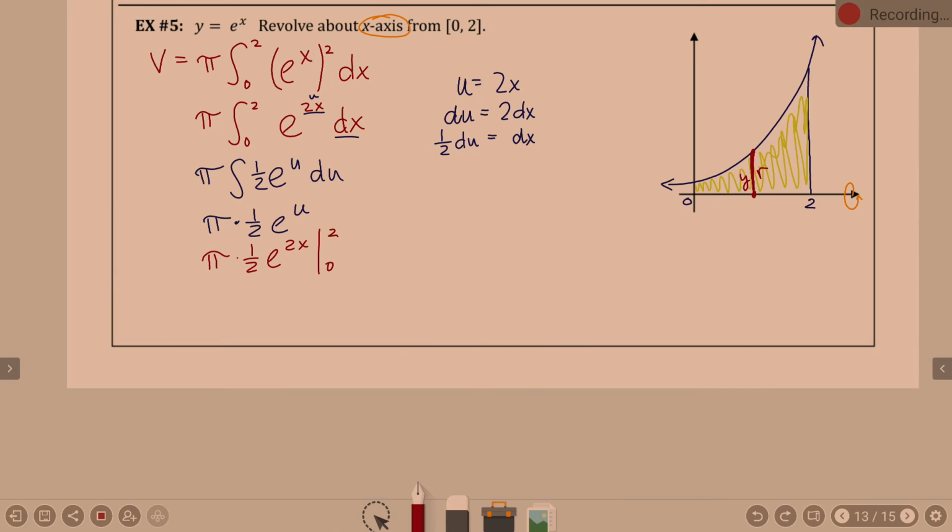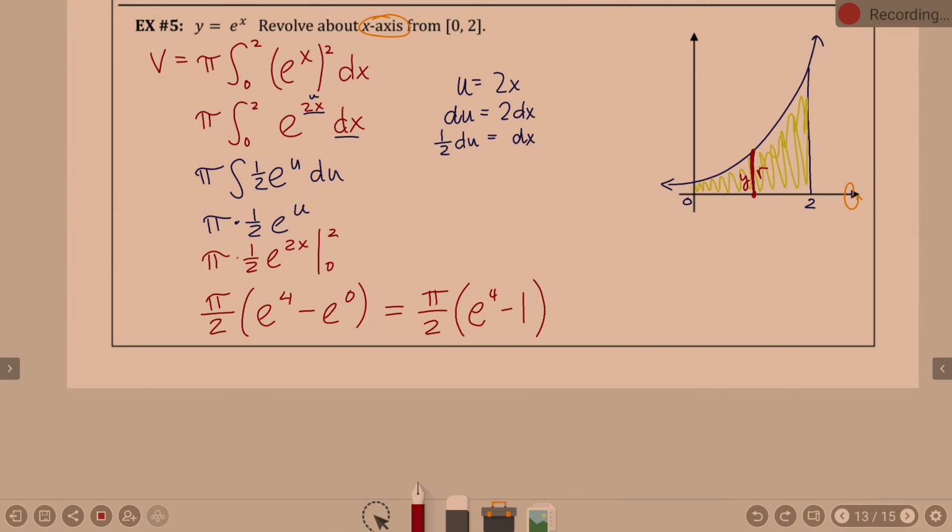Let's see, what do we have? A pi over 2. And then what? E to the 4th minus e to the 0. What'd you give as your final answer? Pi over 2 times what? E to the 4th minus 1. E to the 4th minus 1. Does 0 matter here? That 0 matters this time, doesn't it?